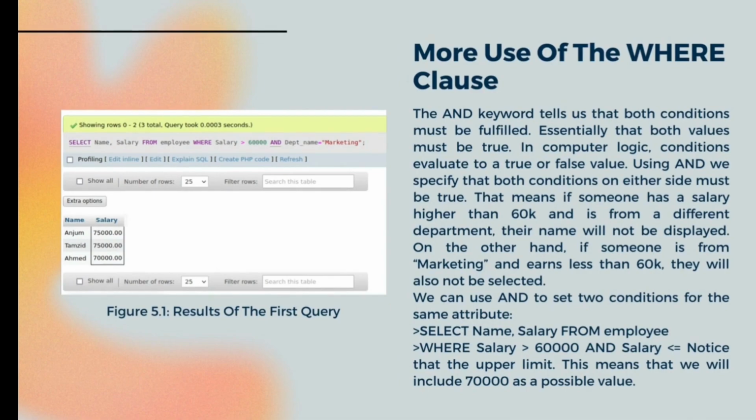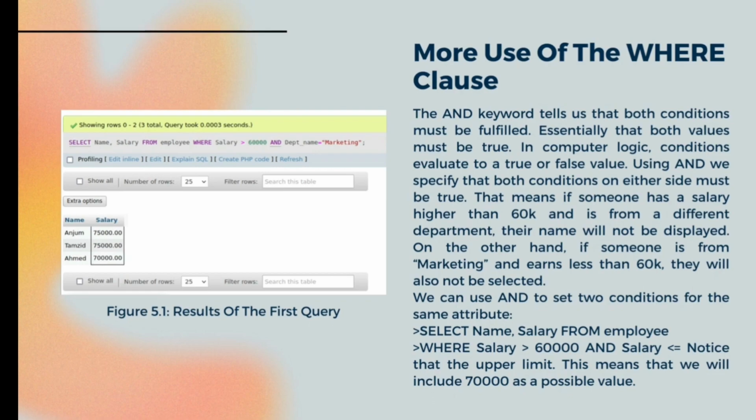In computer logic, conditions evaluate to a true or false value. Using and we specify that both conditions on either side must be true. That means if someone has a salary higher than 60K and is from a different department, their name will not be displayed. On the other hand, if someone is from marketing and earns less than 60K, they will also not be selected. We can use and to set two conditions for the same attribute.